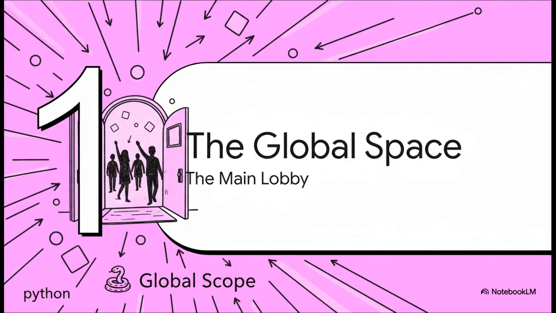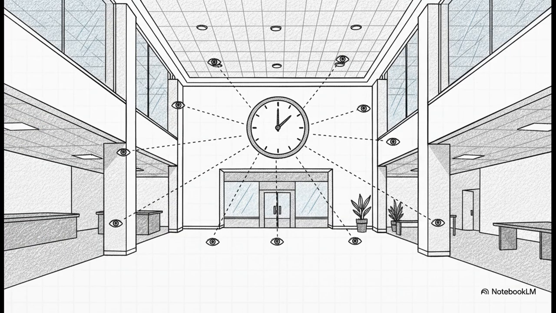In the world of Python, we call this the global scope. It's the first place you walk into, and pretty much everyone can see what's going on here. So what makes something part of this lobby? Well, a global variable is any variable you create in the main body of your script. Not tucked away inside any function. This means it's public. Any part of your code can look at it, and just like that big clock on the lobby wall, it's there for as long as the building is open, or in our case, for as long as your program is running.